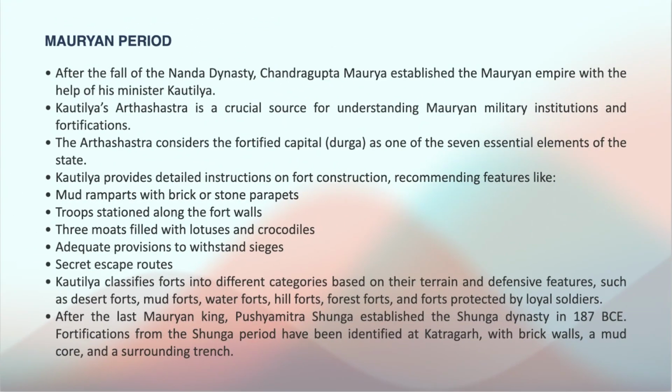So during the Mauryan period also, we have how the Arthashastra talks about the fortified capital. We spoke about the different types of forts that Arthashastra speaks about and its importance, and Kautilya provides detailed instructions on the fort construction, recommending features like mud ramparts with brick, troops stationed along the fort walls, three moats filled with lotuses and crocodiles, adequate provision to withstand sieges, secret escape routes. Kautilya also classified forts into different categories, which we just discussed.